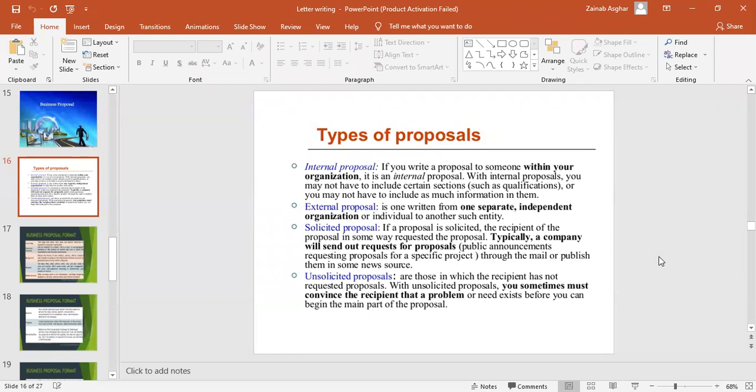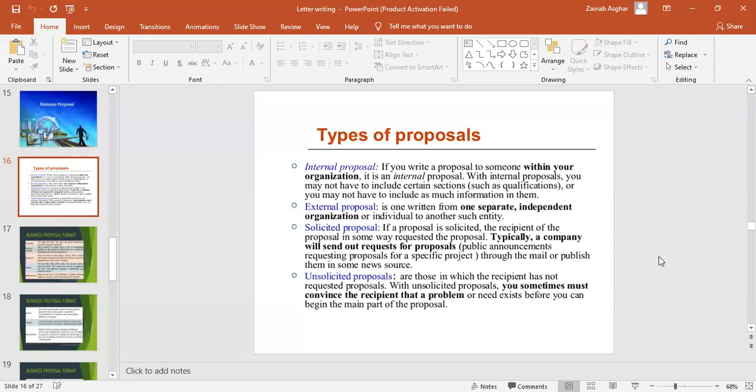When it comes to solicited proposals, if a proposal is solicited, it means the recipient of the proposal in some way requested the proposal. For example, I need something from you, and I demand a proposal from you. You are going to sell a product to me, but before selling that product, I want you to send me a proposal. I request you, I demand you to send it. That kind of proposal is called solicited. You also want to let the public know about it, so you use some resources, like publishing them somewhere, or sending them through email, and that email is then delivered to the whole company.